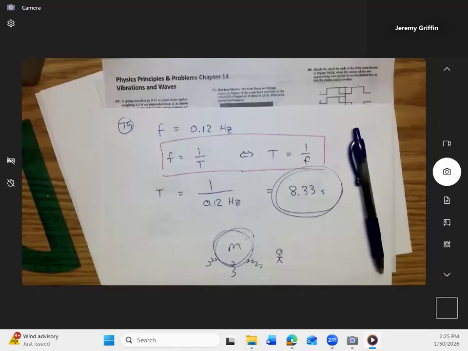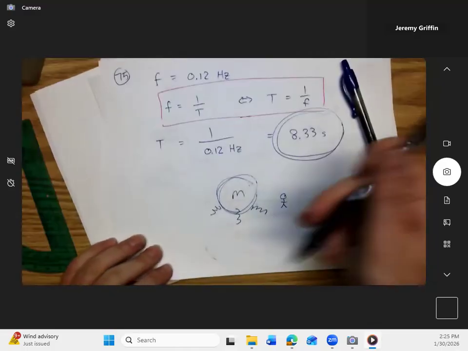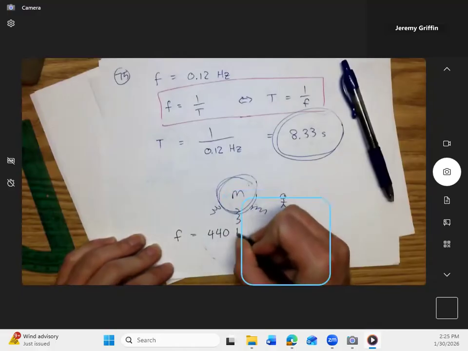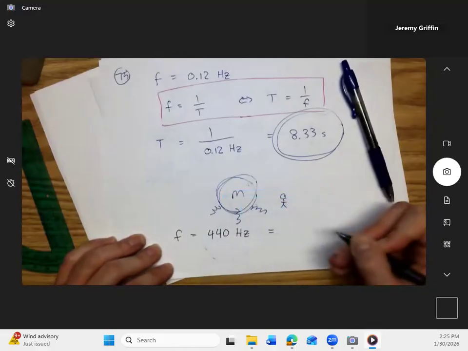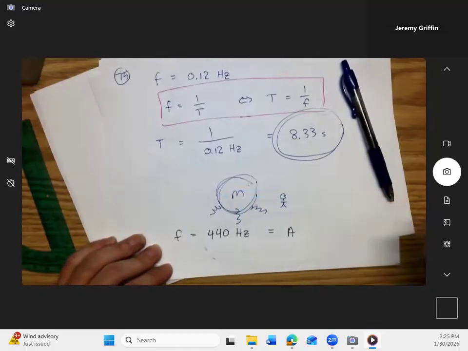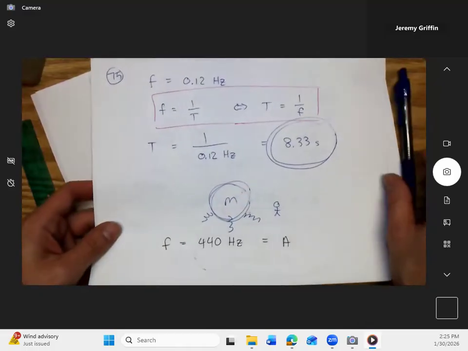What if I kept turning up the frequency? At some point, do you think your brain would not be able to keep track of the individual beats? Would it sound like a hum? And would that correspond to a musical note? What do you guys think? Frequency is 440 hertz. Guess what that's defined as? An A note. That's one of your A's right there.